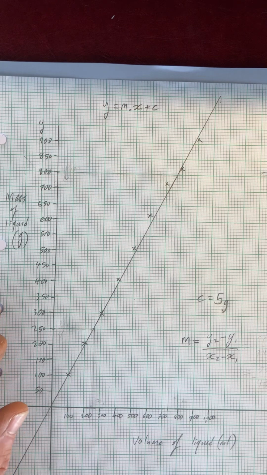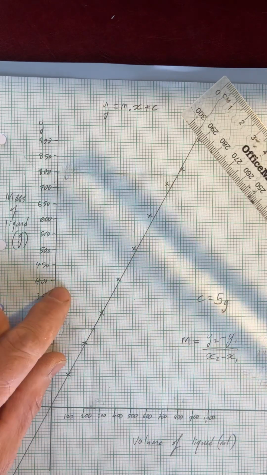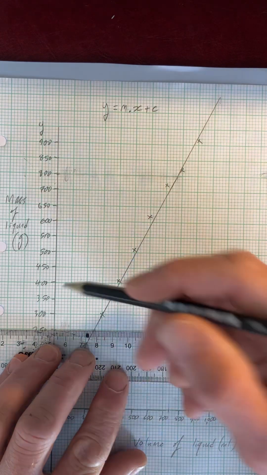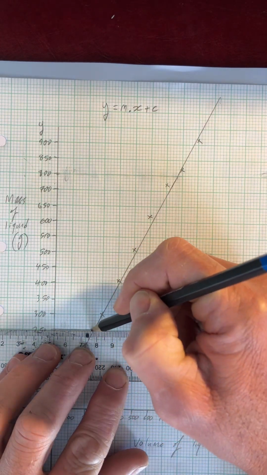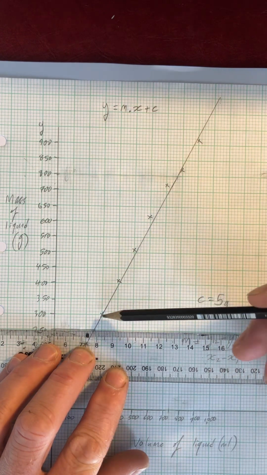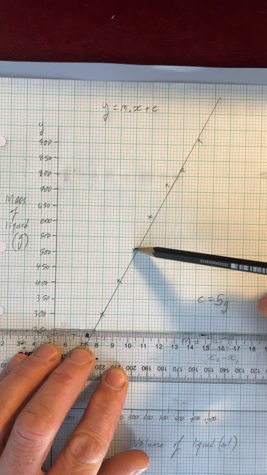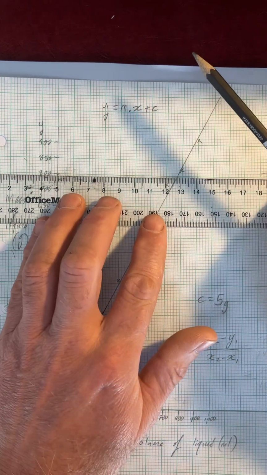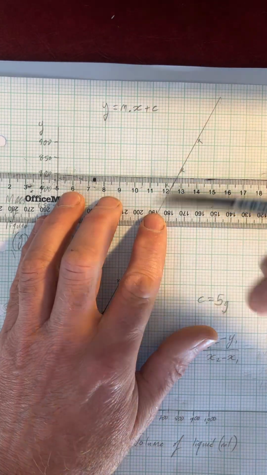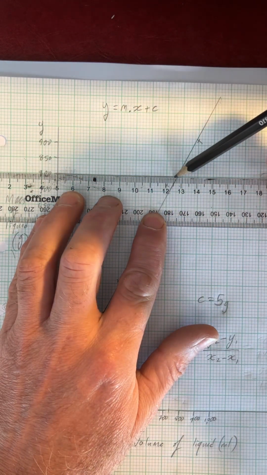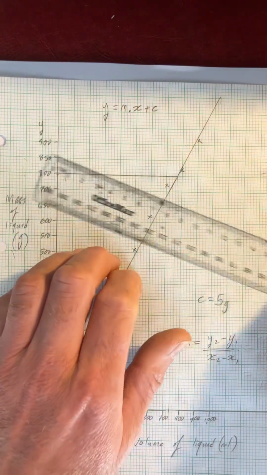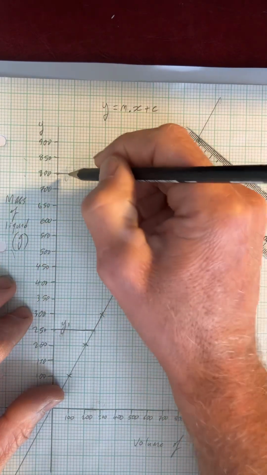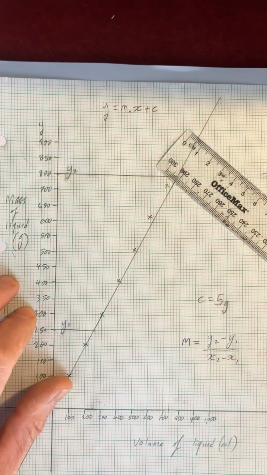To calculate m, we're going to pick two random numbers on the y-axis. So I'm going to go with 250. And we draw a line across to our line of best fit. Do not draw lines over to points. Draw lines to the best fit line. And I'm going to choose this number here, which is 800. Okay, so these are going to be my two y values. I'm going to call this bottom one y1 and this top one y2.